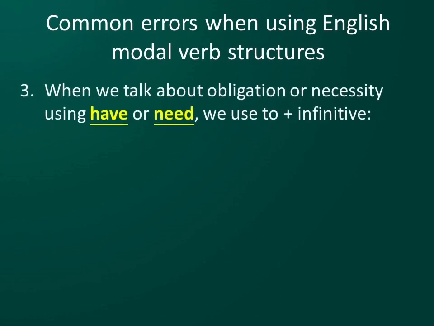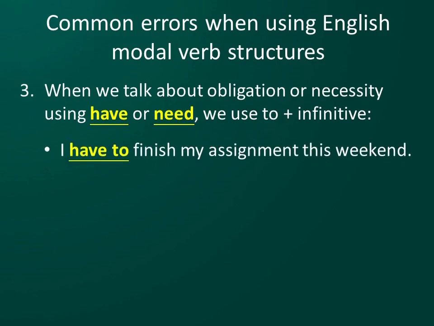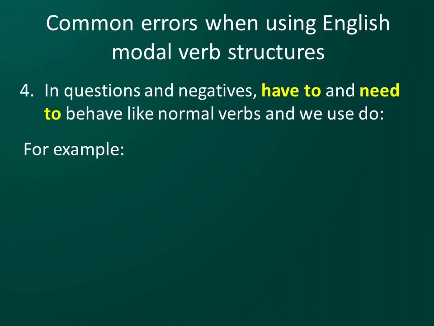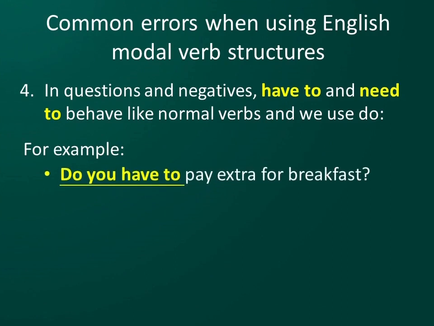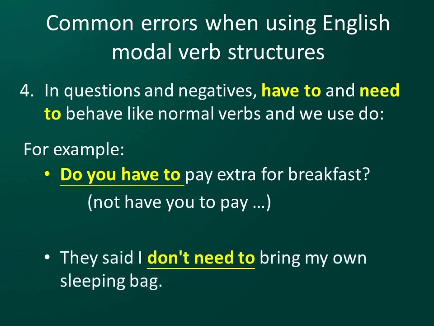When we talk about obligation or necessity, using have or need, we use to plus infinitive. I have to finish my assignment this weekend. I need to talk to you. In questions and negatives, have to and need to behave like normal verbs, and we use do. For example, do you have to pay extra for breakfast? Not, have you to pay. They said I don't need to bring my own sleeping bag. Not, I needn't to bring.